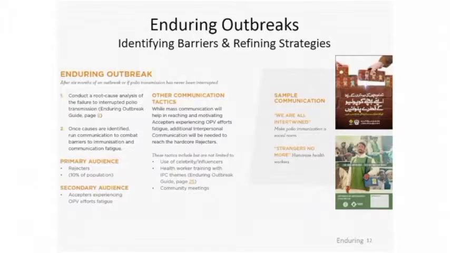Enduring outbreak. This is the point in time at which we go beyond 6 months, we now consider ourselves to be in an enduring outbreak phase. And as you will note here, the particular focus is, as I mentioned earlier, trying to get a handle on what are the barriers that may be stopping us from actually closing out the outbreak, and at the same time to try to refine, modify, adapt, accelerate our strategies to get to our goal point.